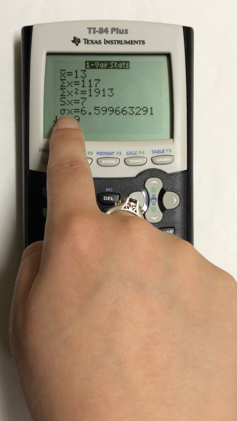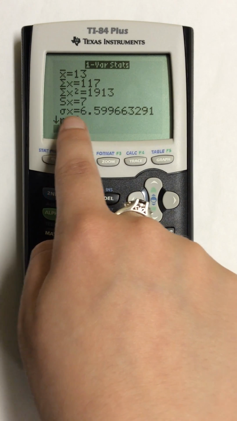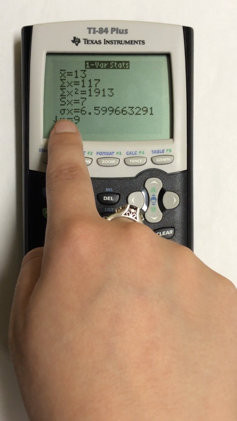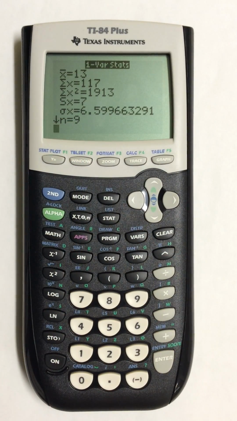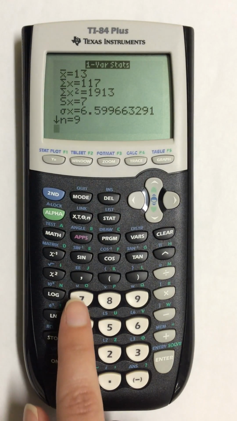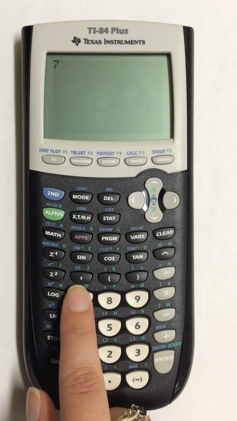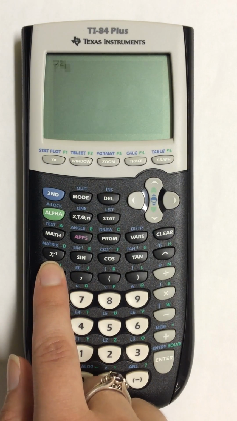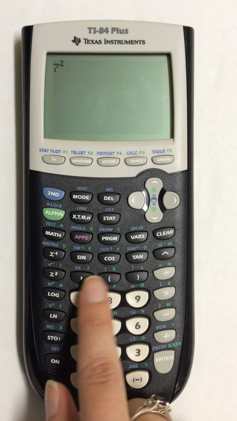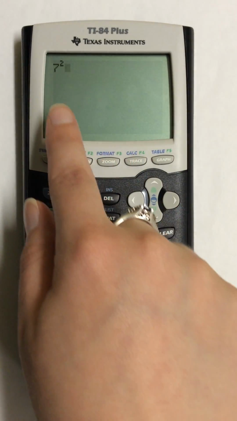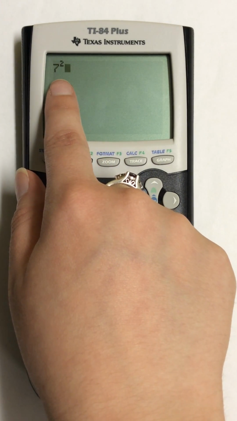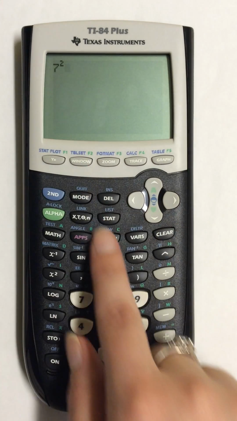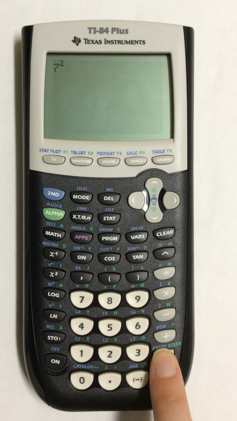So to find variance, you take each of your standard deviation values and you square them. So to find sample variance, I'm going to take my sample standard deviation, which is 7, and square it. So as you can see, all of that previous information disappears, and I'm just typing up here on the screen. So to find variance, I just hit Enter.